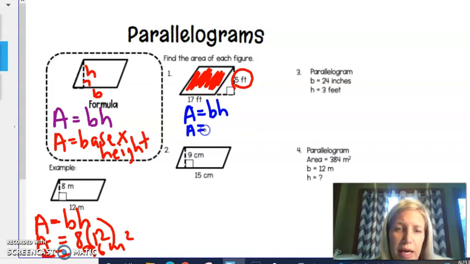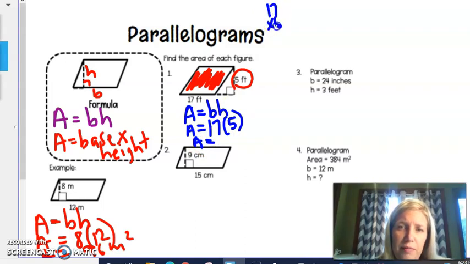Area equals, and then I'm going to do 17 as my base times 5 as my height. Area equals, and then I'm going to multiply those two. I'm just going to jump up here and do that real quick. 5 times 7 is 35, carry a 3, I get 85. 85, and I get feet squared.